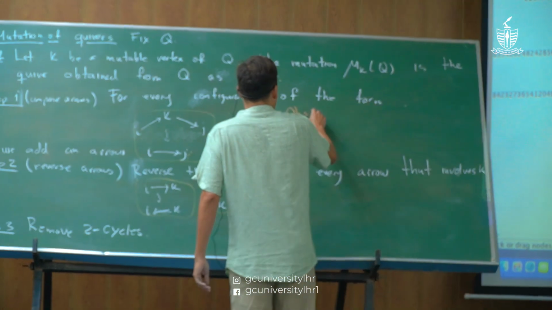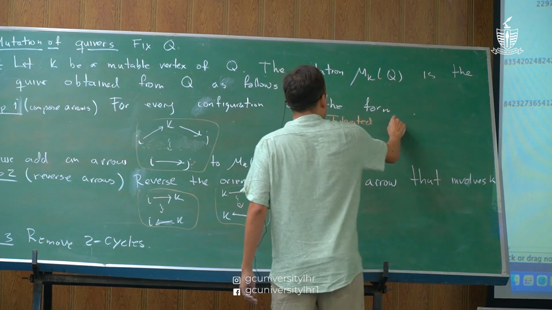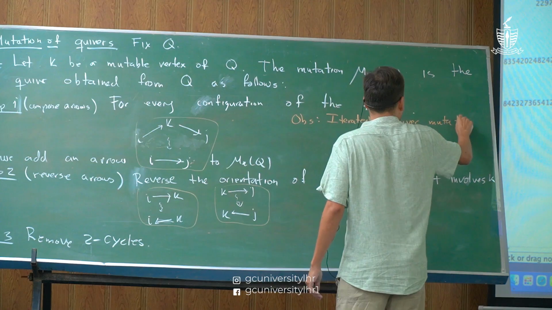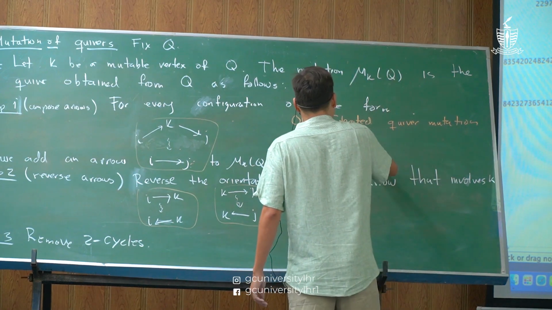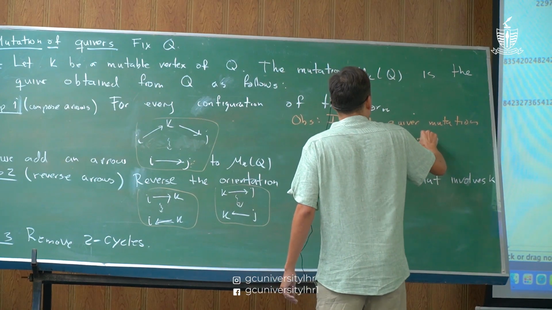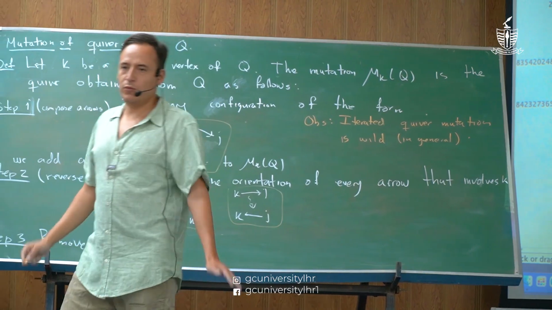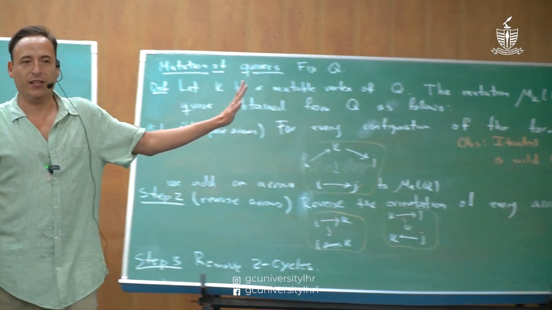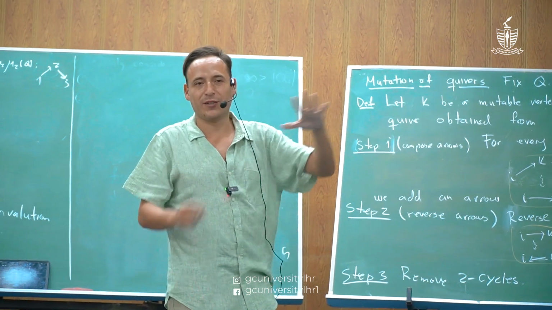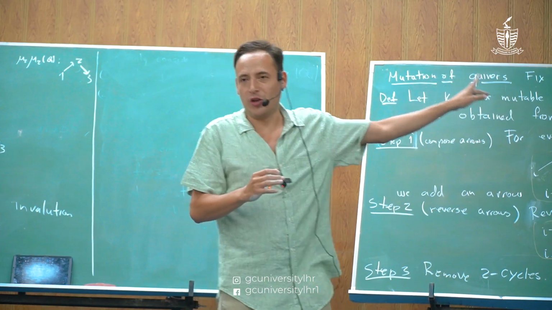Observation: iterated quiver mutation is wild in general. Okay, so nowadays we know which quivers are actually easy quivers, those that will not produce this phenomenon, those that will only have a finite set of quivers that are mutation equivalent to it.